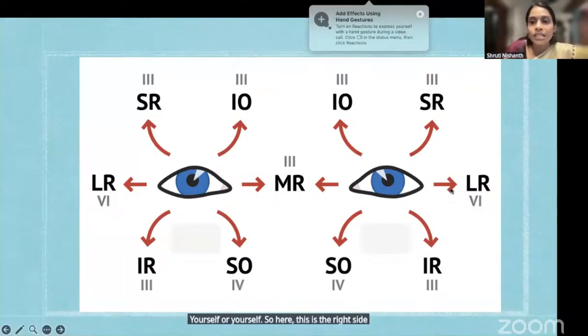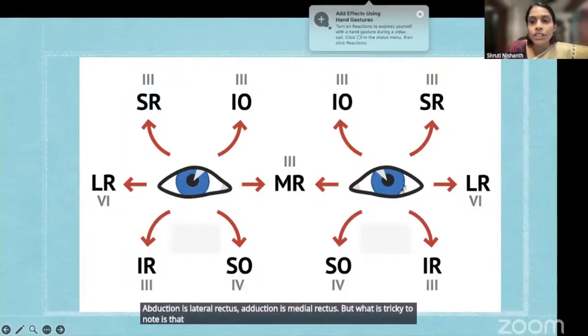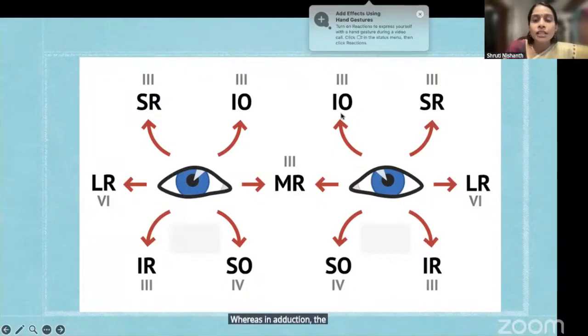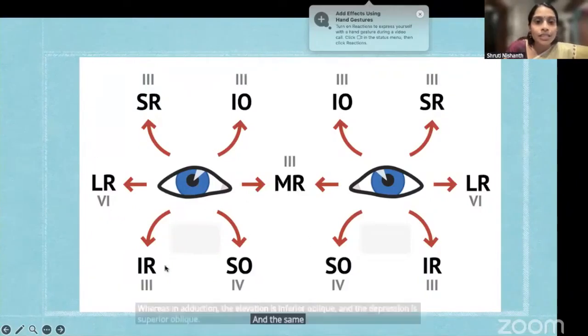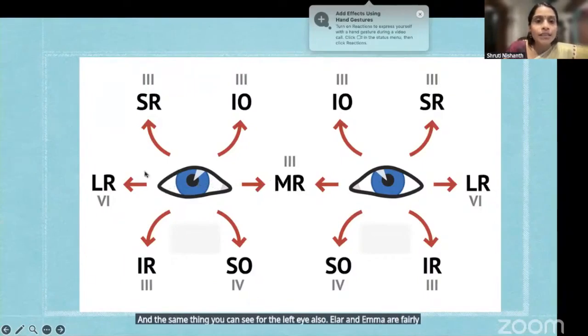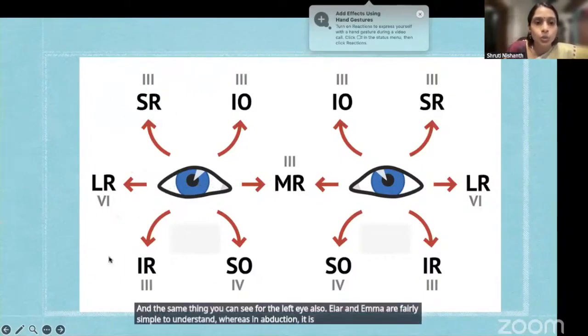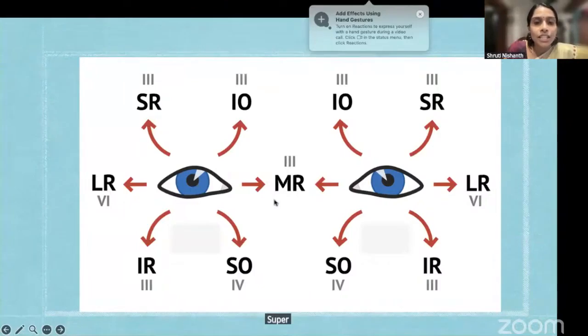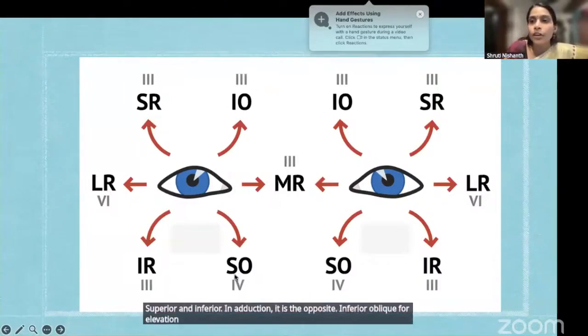You can see that abduction is lateral rectus, adduction is medial rectus. But what is tricky to note is that in abduction, the elevation is superior rectus and depression is inferior rectus, whereas in adduction, the elevation is inferior oblique and the depression is superior oblique. The same thing you can see for the left eye. LR and MR are fairly simple to understand, whereas in abduction it is the recti that work, superior and inferior. In adduction, it is the opposite: inferior oblique for elevation and superior oblique for depression.